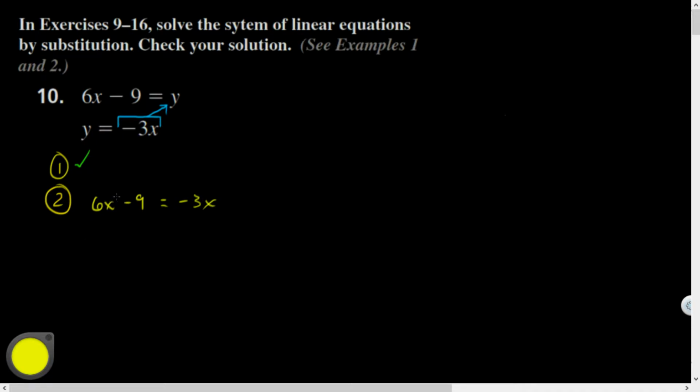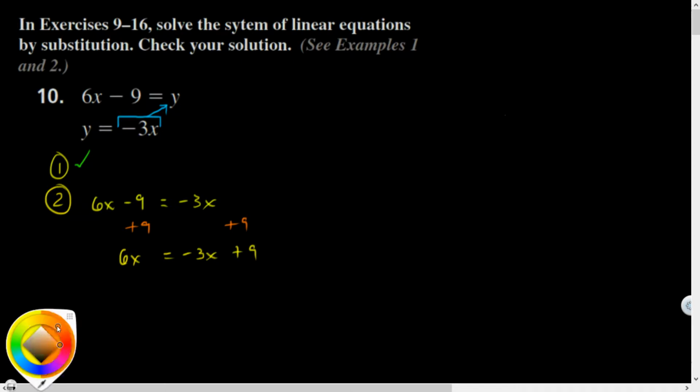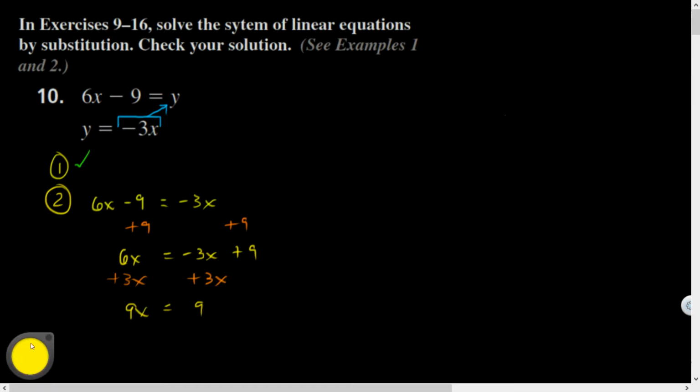And now what do I do? Sure. It's not what I would do, but it's perfectly fine. Okay. Yep, so I'll have 6x equals negative 3x plus 9. Yep, bring those x's together. Add 3x, I like it. 9x is equal to 9. Oh, I know this one. What do I do? Divide both sides by 9, and I get x equals 1. I'm done, right?